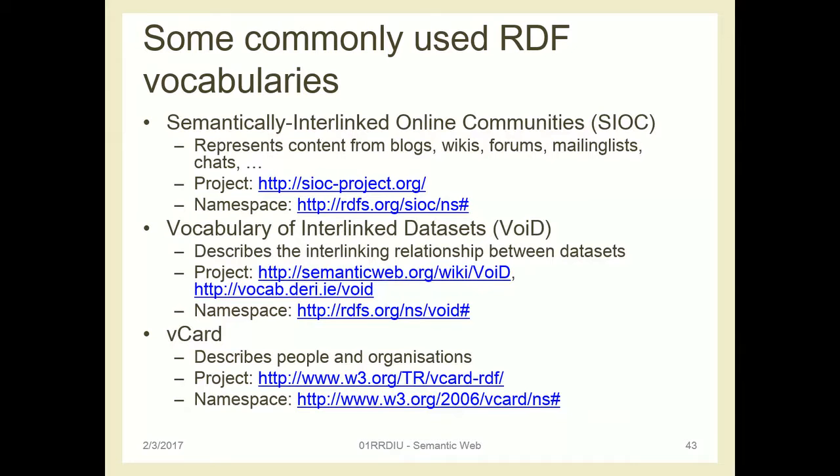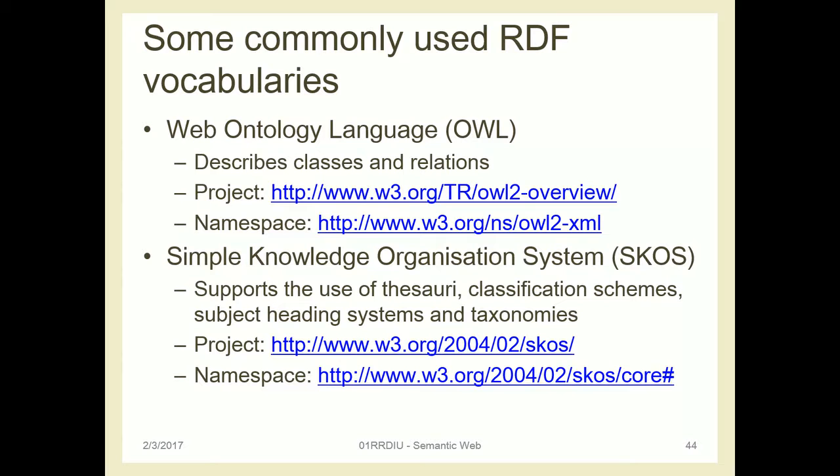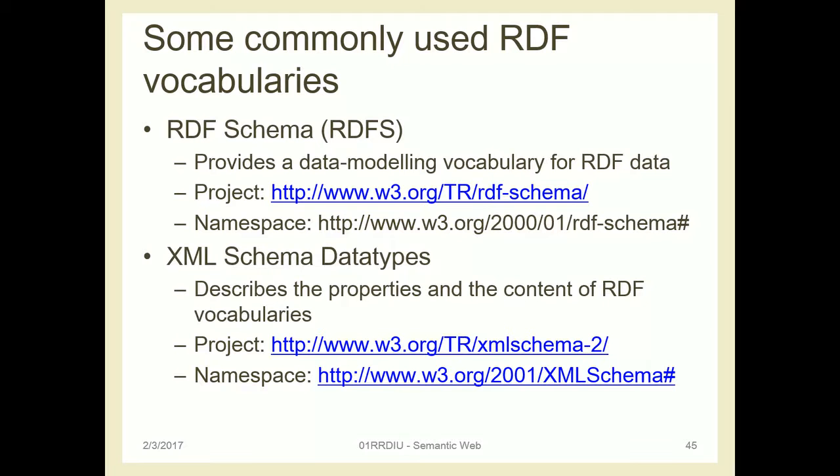There is a vocabulary to represent content from online communities, like blogs, wikis and so on, which is SIOC. There is a vocabulary to describe, very interestingly, very important, how you write a relationship between data sets, which is called the Vocabulary of Interlinked Datasets. When you want to describe people and organizations, you can use the well-known vCard. And then we have the Web Ontology Language to express relationships that have to do with classes and relations. And when you are talking about thesauri, where the main classification scheme is the tree, you can use the SKOS vocabulary. Then of course you can use the RDF Schema and the XML Schema datatypes.